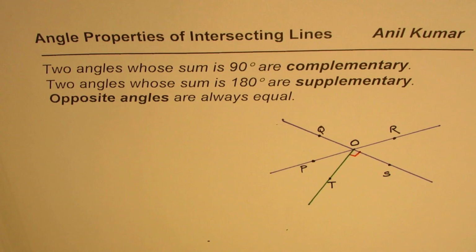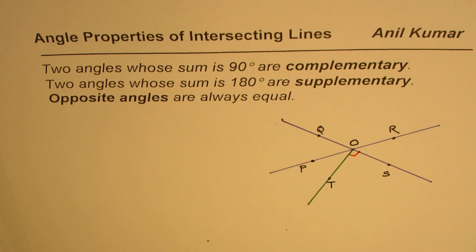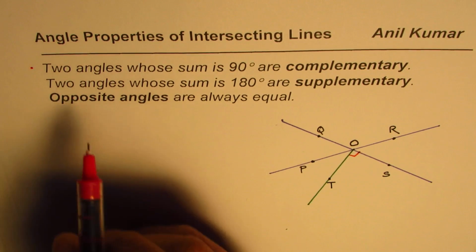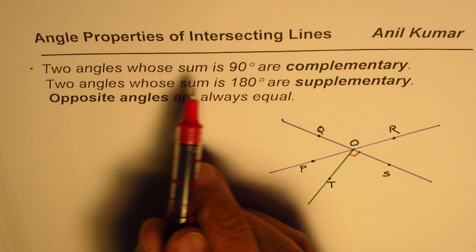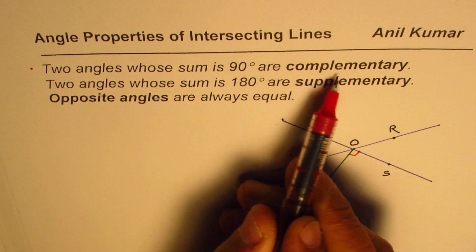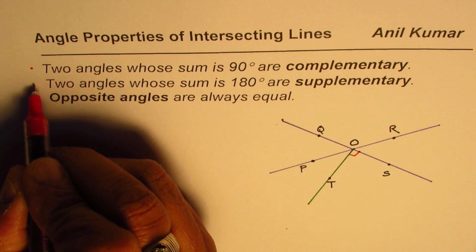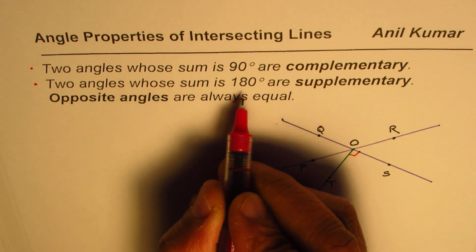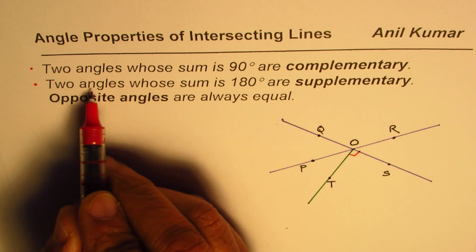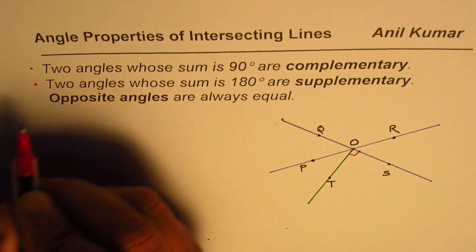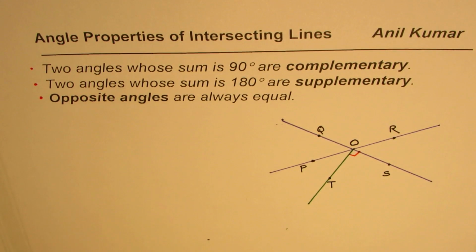I'm Anil Kumar, and in this video we will understand what are complementary angles, what are supplementary angles, and how opposite angles are related. Whenever we combine two angles and the sum is 90 degrees, it is called complementary angles. And when you combine two angles whose sum is 180 degrees, then this pair of angles is called supplementary angles, and opposite angles are always equal. So that is what we understand by these terms.